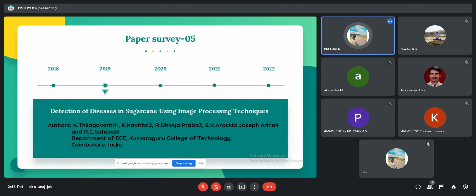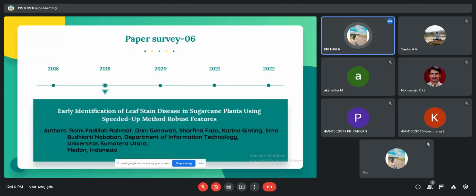Here, the authors create a web application for farmers to access, which contains the details of causes and symptoms of the sugarcane diseases. This serves the function of a watchdog, and the image processing system has been developed with an accuracy of the proposed system of 95%. Coming to the next paper, early identification of leaf stain disease in sugarcane plants using speeded up robust features.